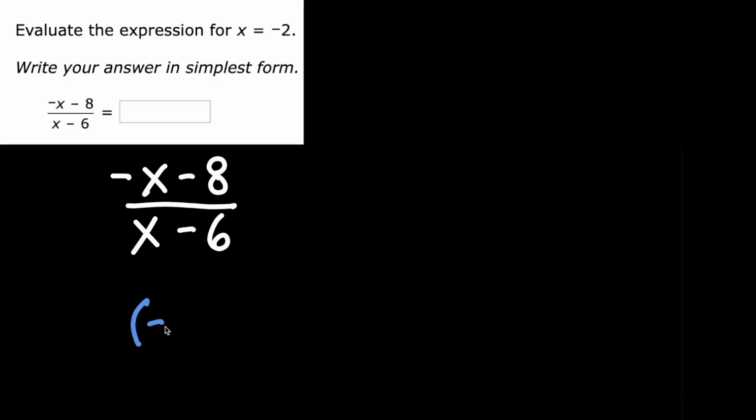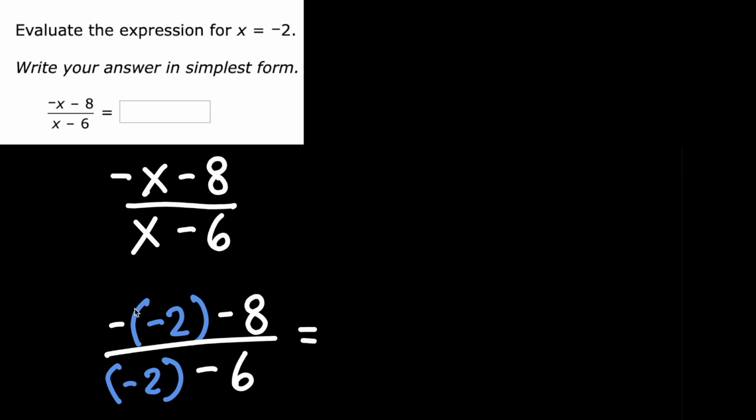Next, we need to plug in -2 for x. When I do that, I notice my numerator has a minus negative. If I go ahead and change that to a plus sign, I now have +2 minus 8. Well, 2 minus 8 gives me -6. Then on the denominator, I have -2 minus 6, which gives me -8.